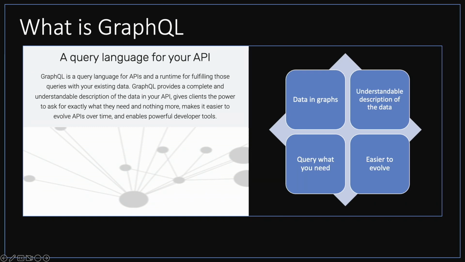And fourth, easier to evolve. GraphQL is designed to make it easy to evolve over time, and you can add new types and new fields to your schema without breaking your existing code.